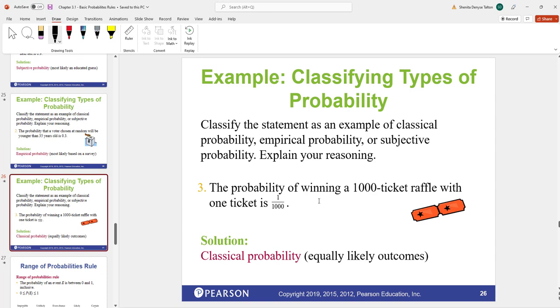The next one is the probability of winning a 1,000 ticket raffle with one ticket is 1 out of 1,000. So this is classical probability. Each ticket is equally likely to be chosen. So if you only have 1,000 tickets in the box and only one ticket can win, it's 1 out of 1,000.